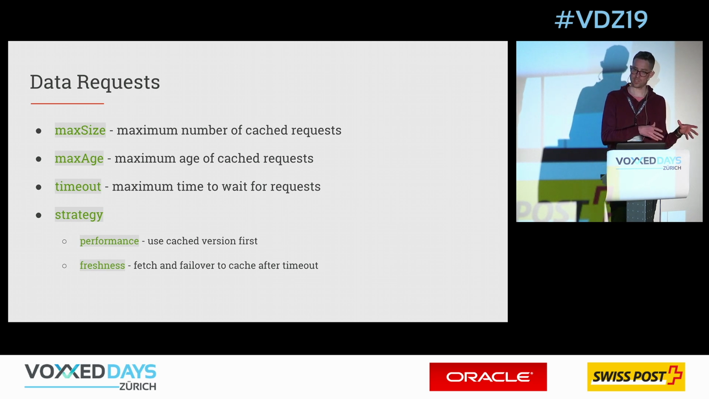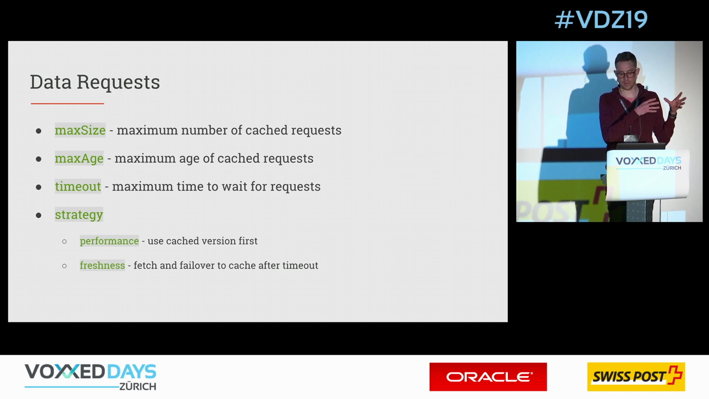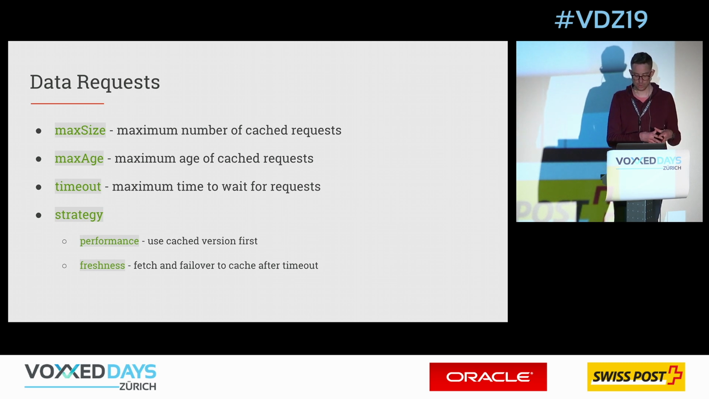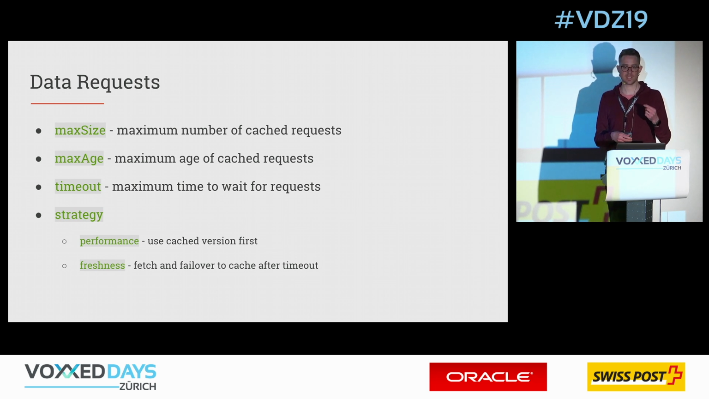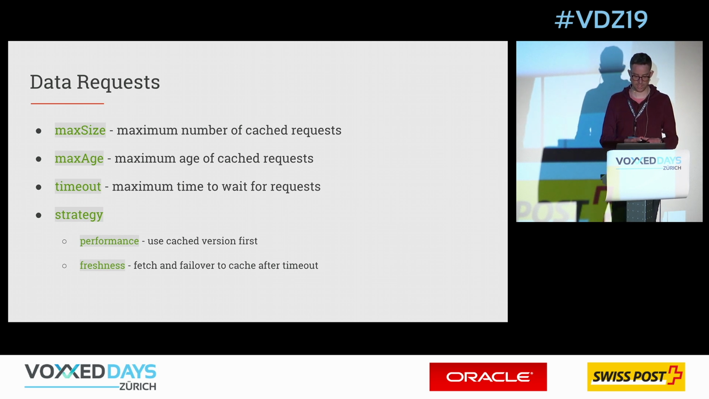Or we can say freshness. That's where I care about this request being fresh if possible. So we'll go ahead and make that fetch, but we'll fail over to the cache if we hit that timeout. That gives us an option depending on what category your resource falls into. If it's a news application, that freshness probably matters. But if it's an application where this is not quite as critical, then you can go with that default performance strategy.